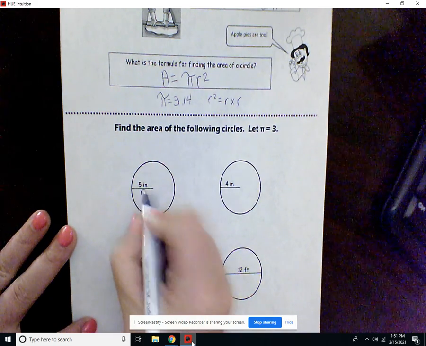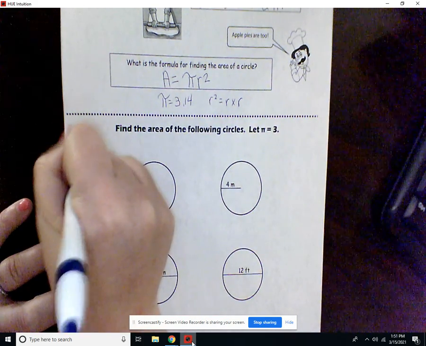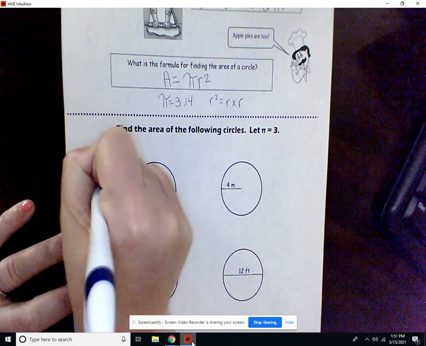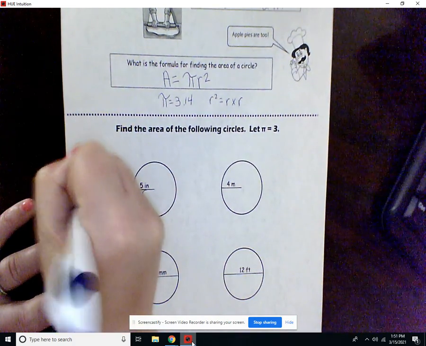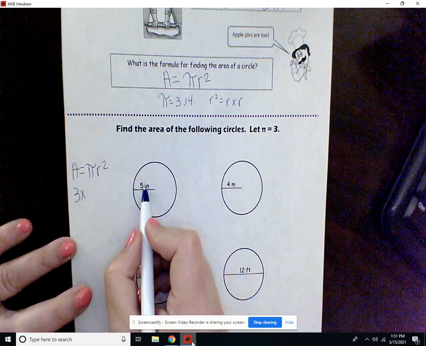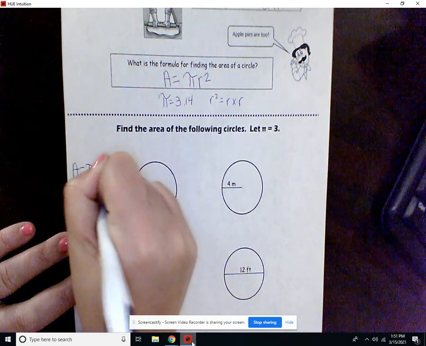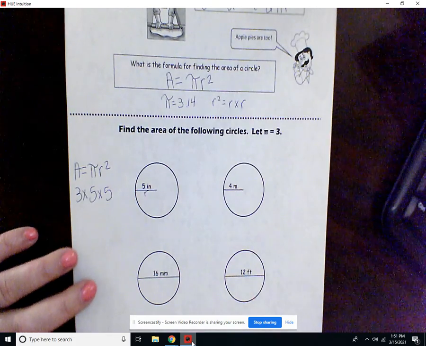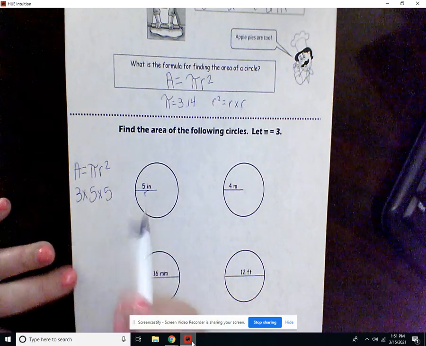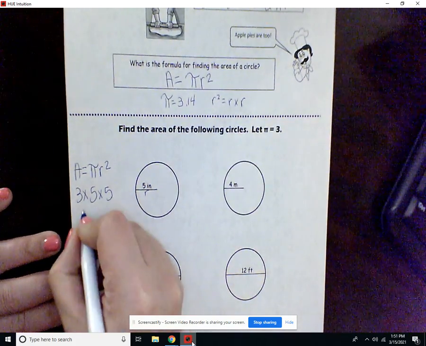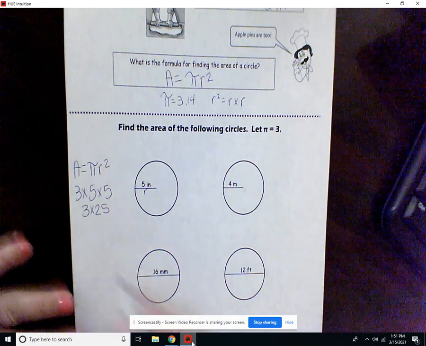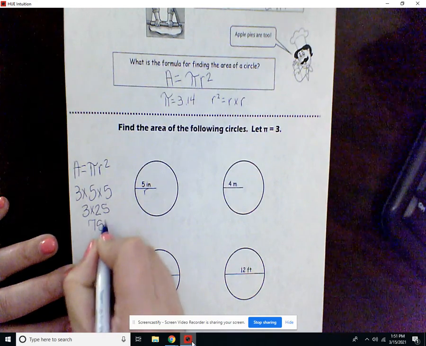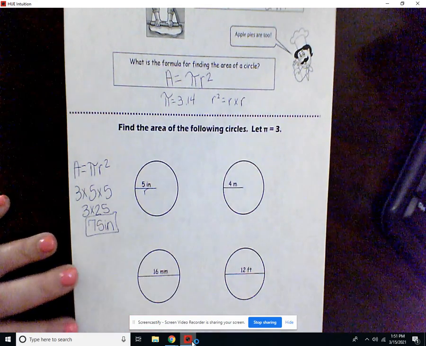Okay, so 5 is a radius. Our formula is A equals pi r squared. Let pi be 3. For the radius, we're going to write it down twice, 5 times 5, and then multiply. 5 times 5 is 25. And then 25 times 3 is 75 inches.